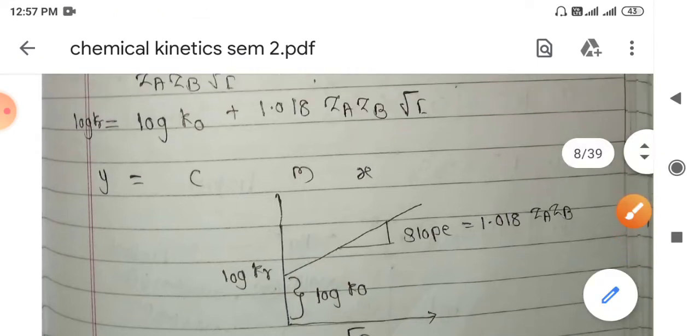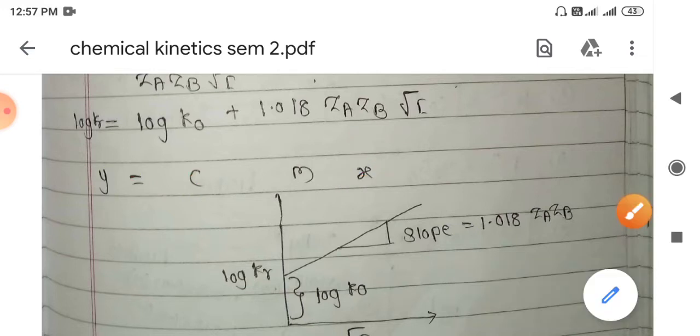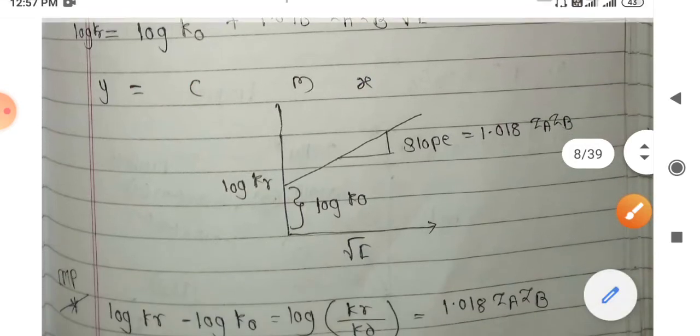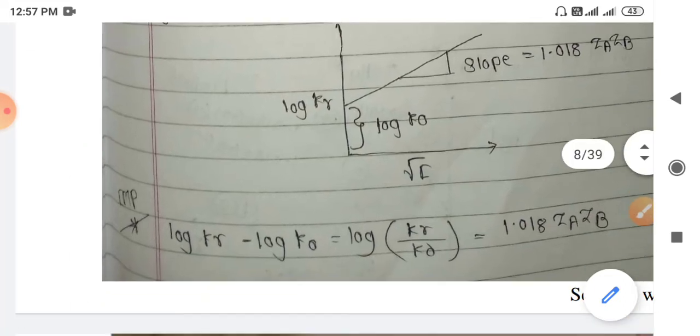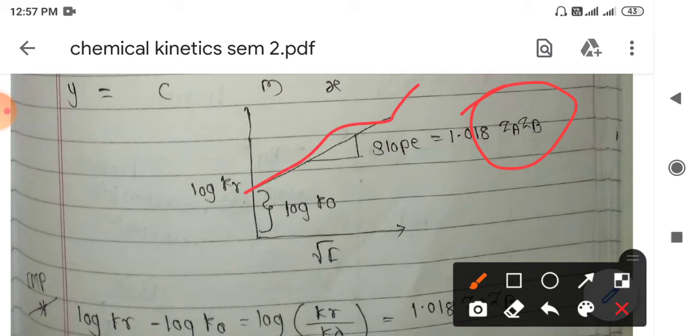If we plot this graph, we simply get y equal to mx plus c. So this is a graph of the type y equal to mx plus c. There is a positive slope depending upon the charges, that is ZA and ZB, and the slope increases if they have the same sign, and log K0 is the y-intercept.